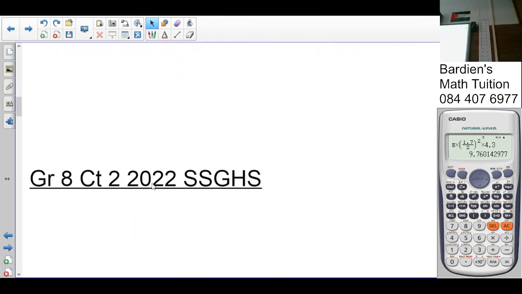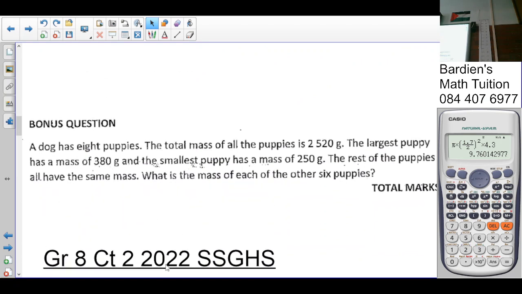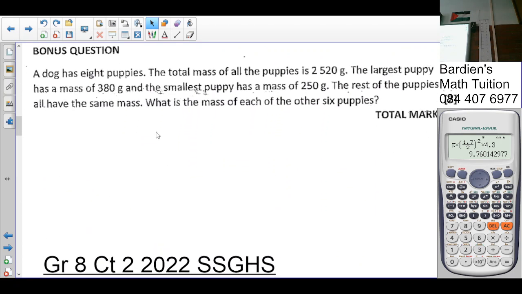People, that is 6.2. Bonus question. A dog has 8 puppies. The total mass of all the puppies is 2,520 grams. The largest puppy has a mass of 380 grams and the smallest puppy has a mass of 250 grams. The rest of the puppies all have the same mass. What is the mass of each of the other 6 puppies?